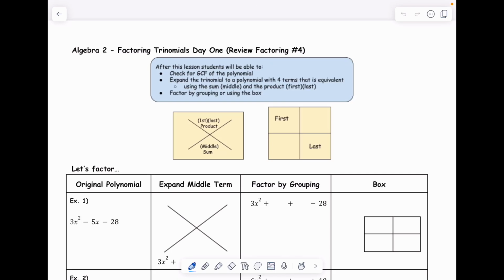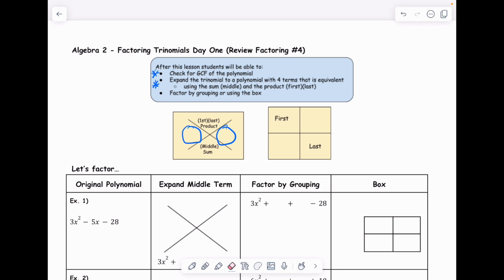Today we're going to talk about just factoring trinomials. Now, here's the kind of cool thing about factoring a trinomial. If the trinomial has a greatest common factor, we're still going to take it out, right? But because we know how to factor four terms by grouping, we are going to take our three terms and turn them into four terms using the sum to be the middle and the product to be the first times the last. We're going to find two numbers to take and expand that middle value.